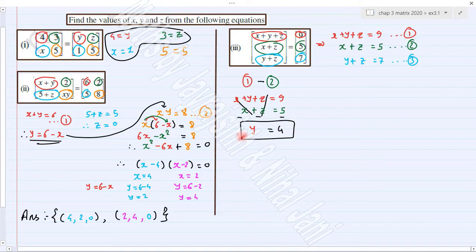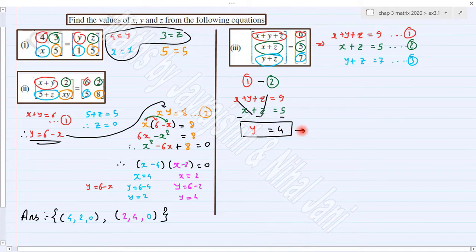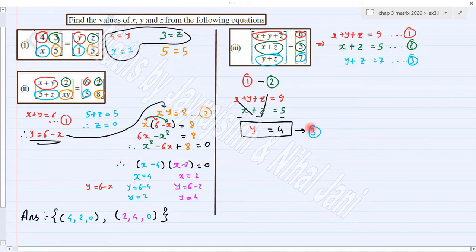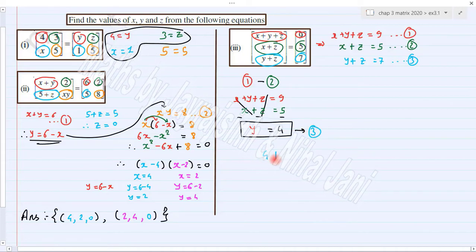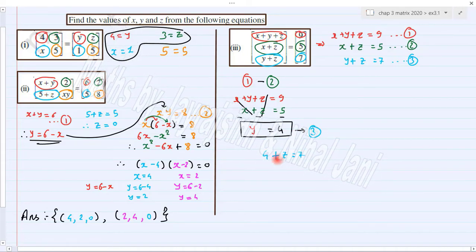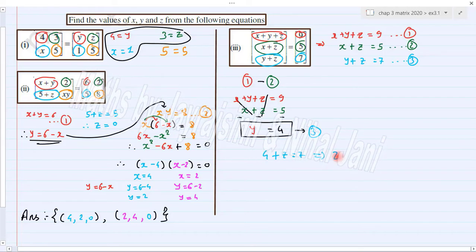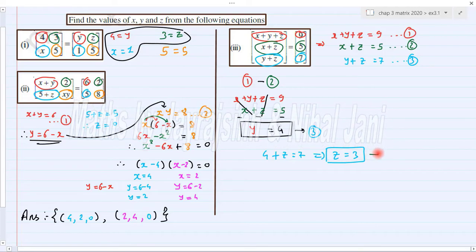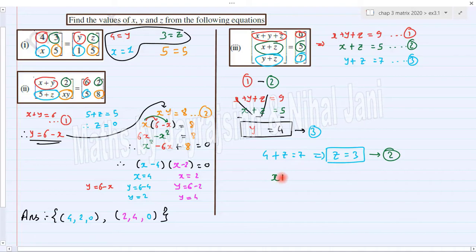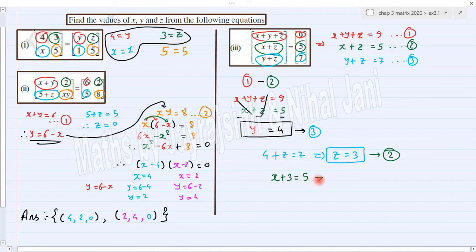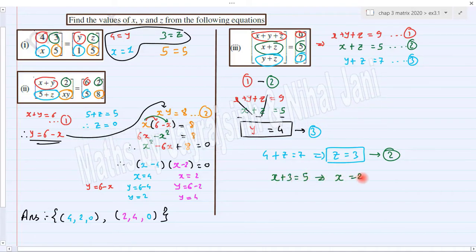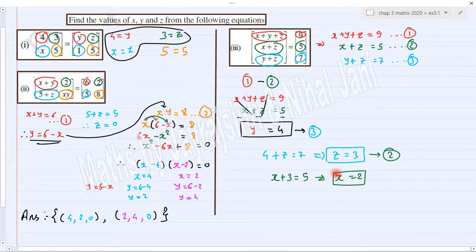Now let's place the value of y in equation number 3. So we will get 4 plus z is equal to 7, which will give us z is equal to 3. And if we place this value in equation number 2, we will get x plus 3 is equal to 5, which will give us x is equal to 2. So ta-da! We get our x, y, and z.